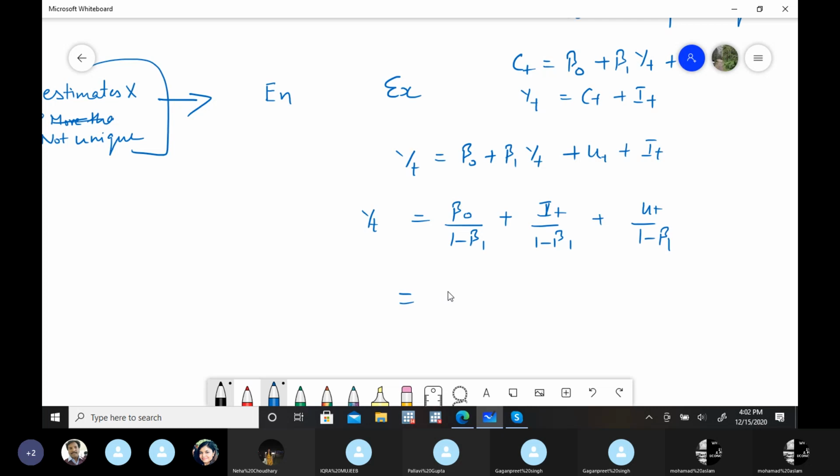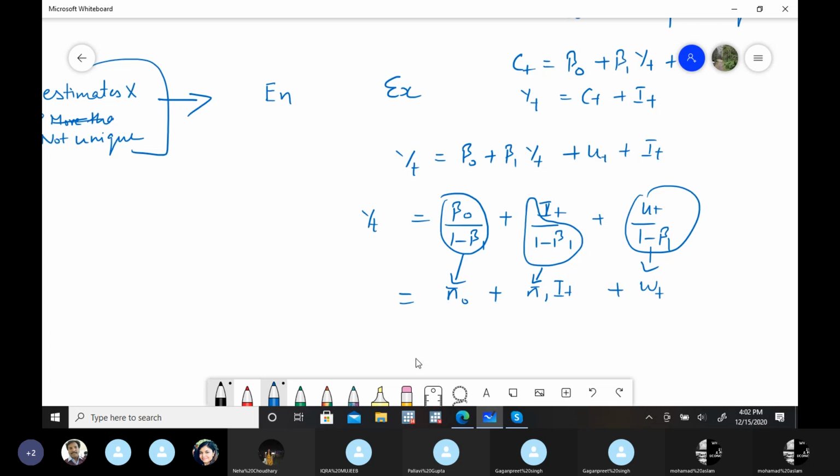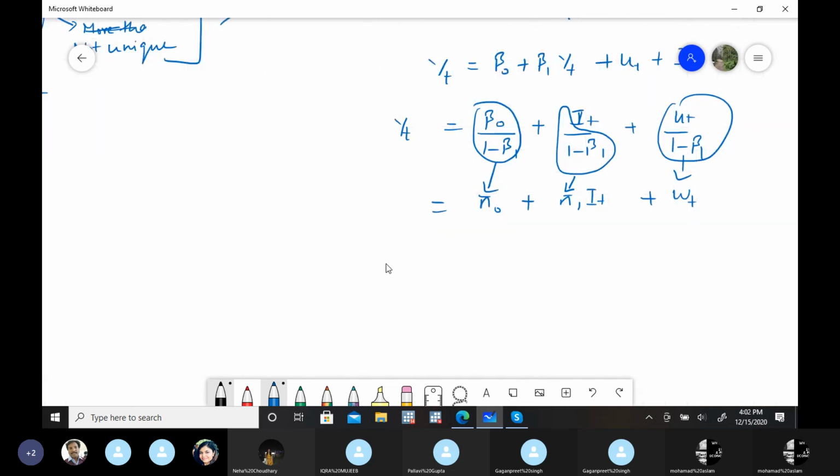Just for simplicity, I'm writing it as pi 0. I'm just changing the notation: pi 1 for the investment function coefficient, and I'm writing this term as wt. There's nothing new. Now I have this equation, right? Yt equal to pi 0 plus pi 1 investment plus this particular residual variable in the form of wt.